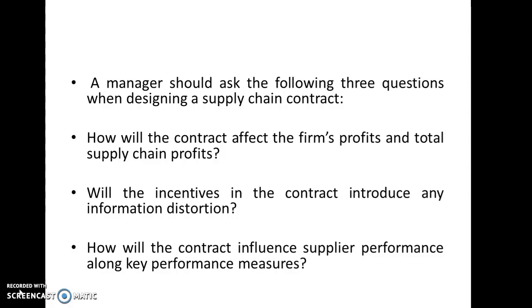That means, do any statements in the contract introduce any change or alteration to the statements made in the same contract in different places? So we have to see that no disturbance or alteration takes place in the contract itself. Third one: how will the contract influence supplier performance along key performance measures? So next we should see how this contract will have impact on the performance of the supplier and also the performance measures of the supply chain system.